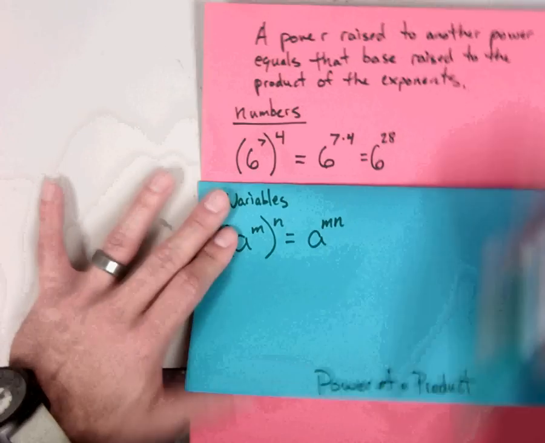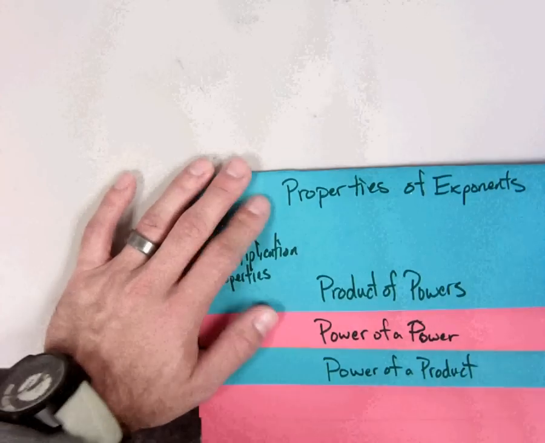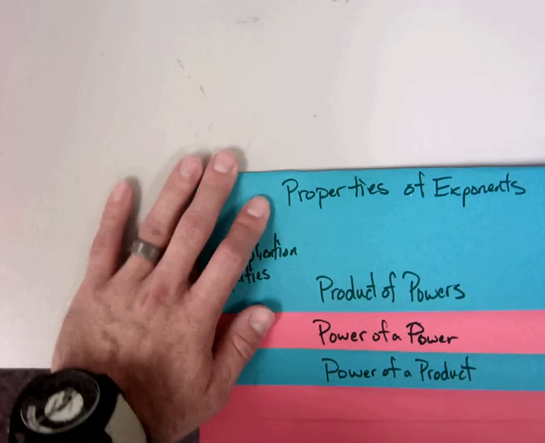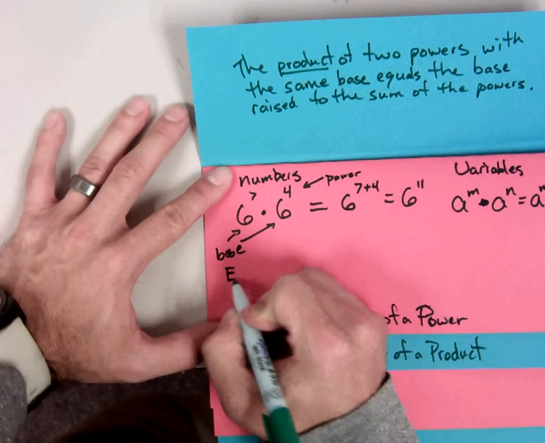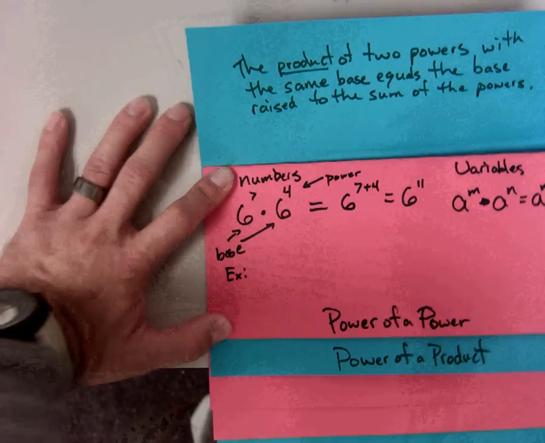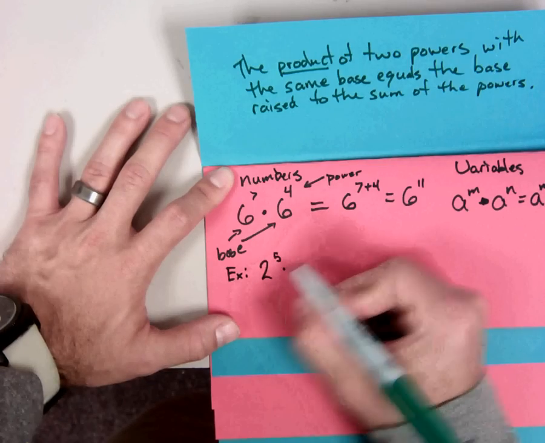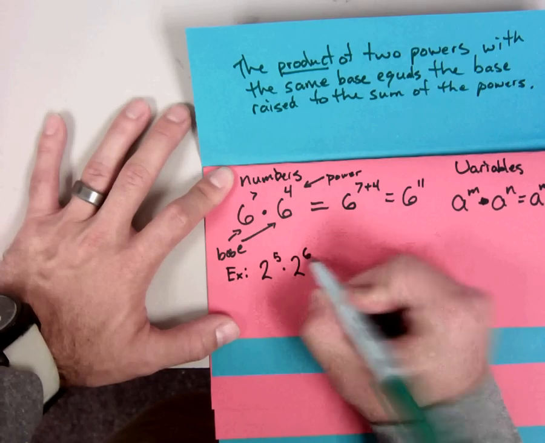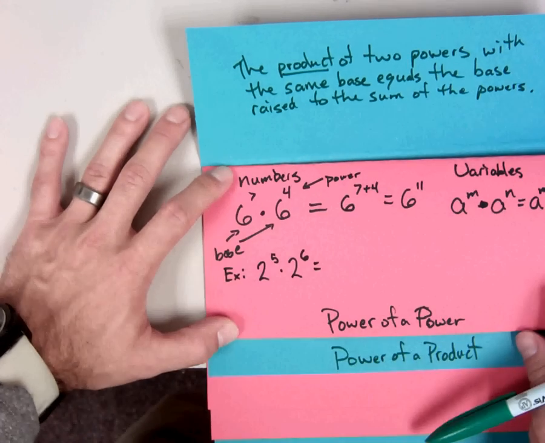Now let's turn back. I'll give you one example to attempt. Okay? The product of powers property. Example. Two to the fifth times 2 to the sixth. So tell me what that's going to equal.